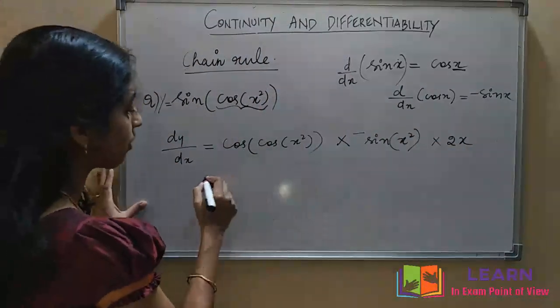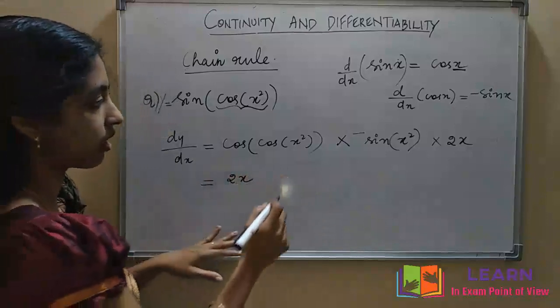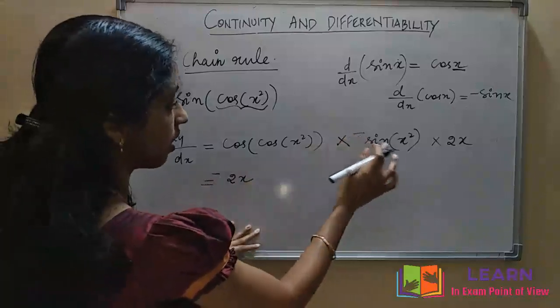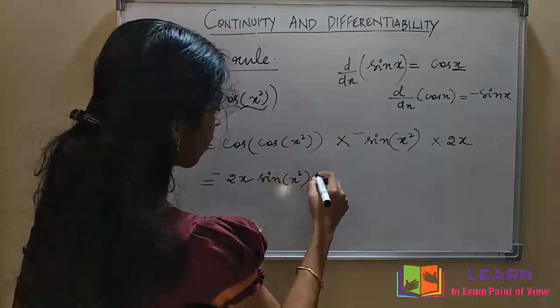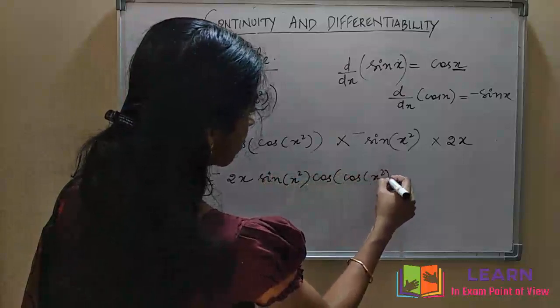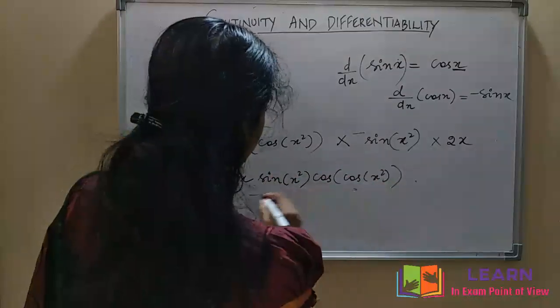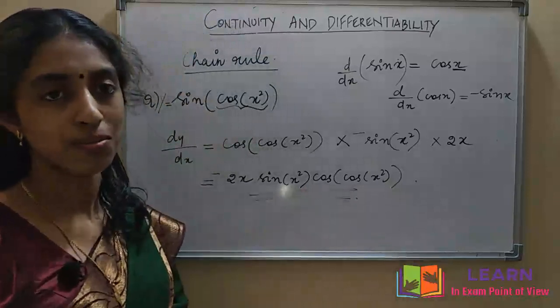So now you can rearrange and write. 2x first you can write. Minus sign is there here. Then sine of x square you can write. Cos of cos x square last you can write. So this is the answer of derivative finding using the chain rule.